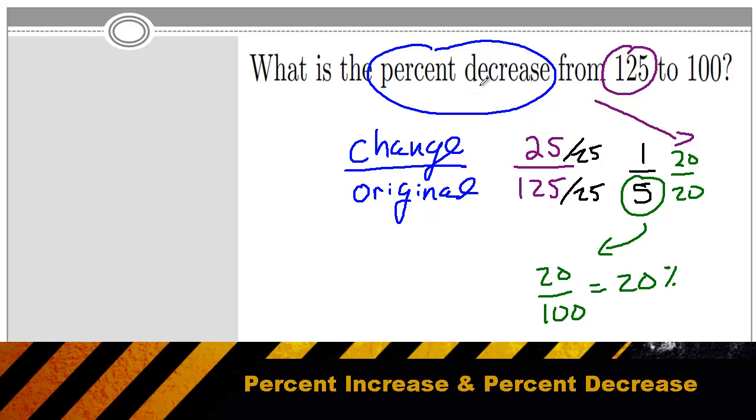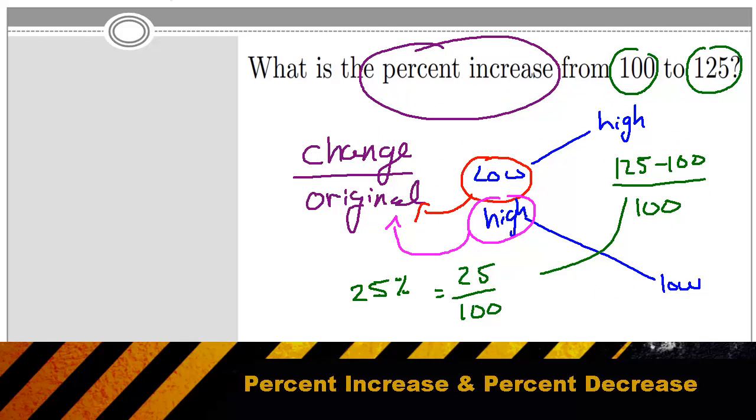Really watch out for percent increase and percent decrease questions on your exam. They're very easy to get backwards. The trap answer on this kind of question would be to assume that going from 125 to 100 is a 25% decrease, because it was so easy to see that going from 100 to 125 is a 25% increase. But don't forget to use your equation of change over original.